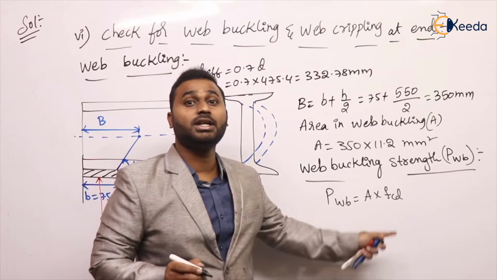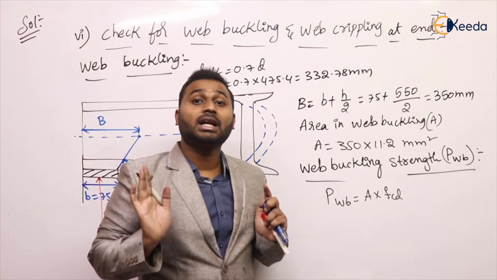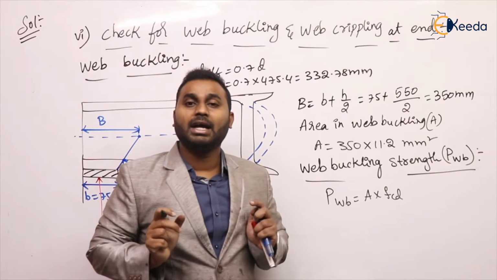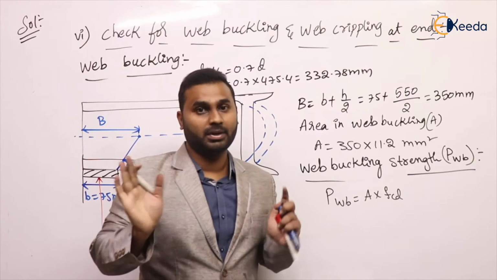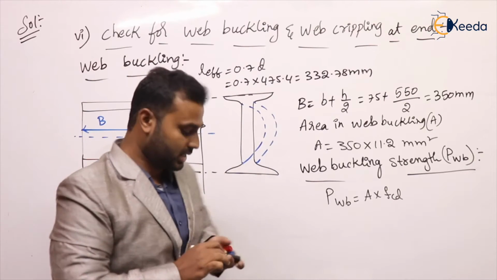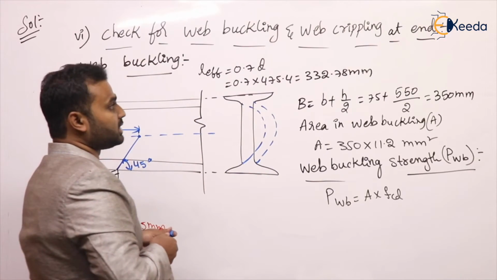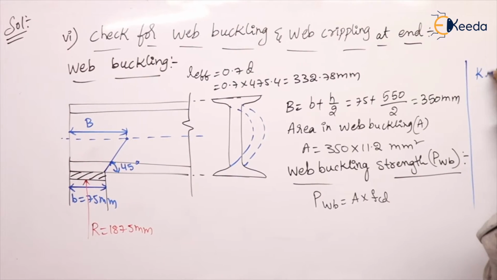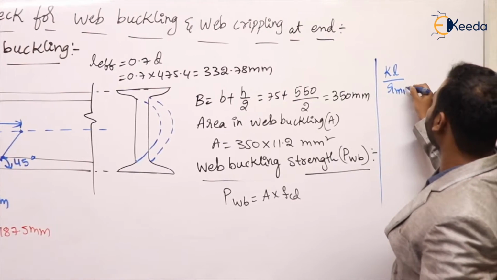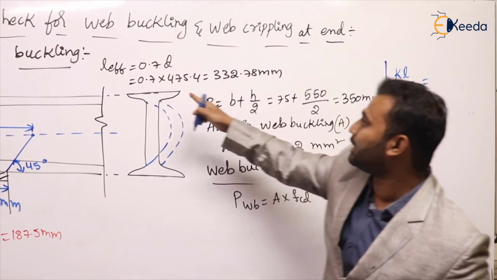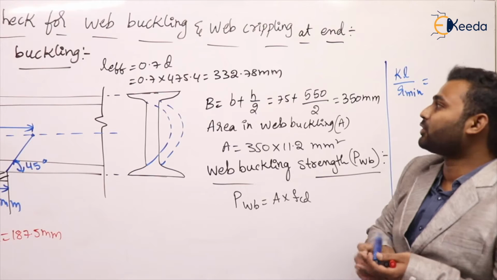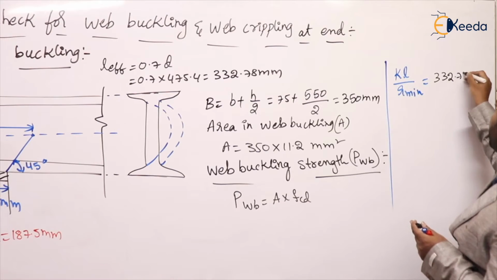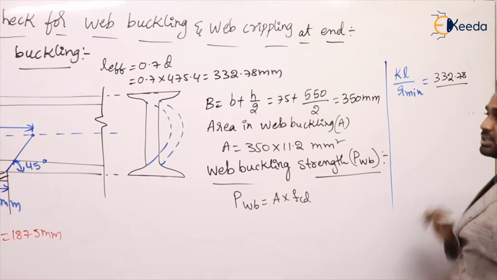Then how to get this FCD? This FCD is calculated by calculating the slenderness ratio of that web. Is that okay? Then how to calculate the slenderness ratio? We know that slenderness ratio is nothing but KL upon R minimum. Yes or no? Already we have calculated the KL or effective length. How much is it? 332.78. Then how to calculate the minimum radius of gyration?